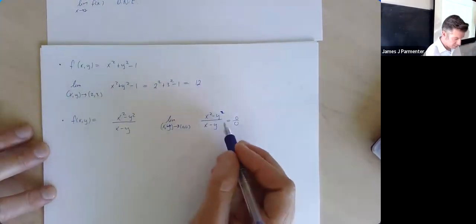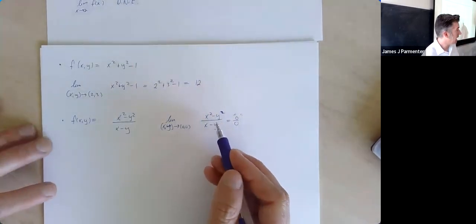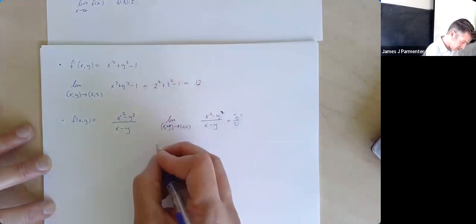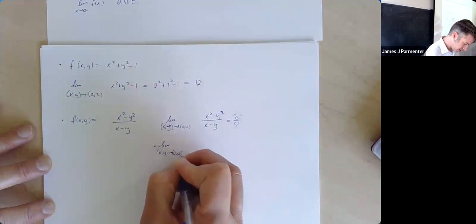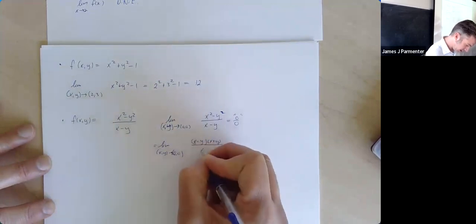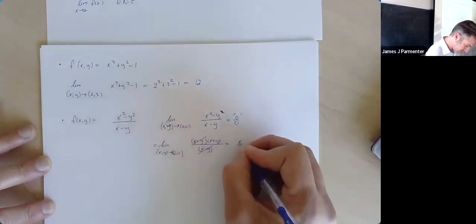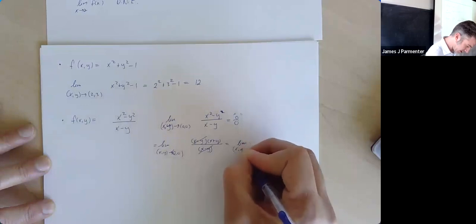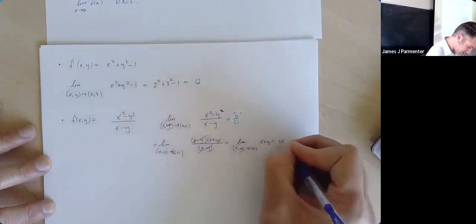Anyway, here you get 0 over 0, so you do some work. I can factor and cancel here. So I'm going to get the limit as x y approaches 0, 0 of x minus y times x plus y over x minus y. Those cancel, and you get the limit of x plus y, which is just 0 plus 0, which is 0.